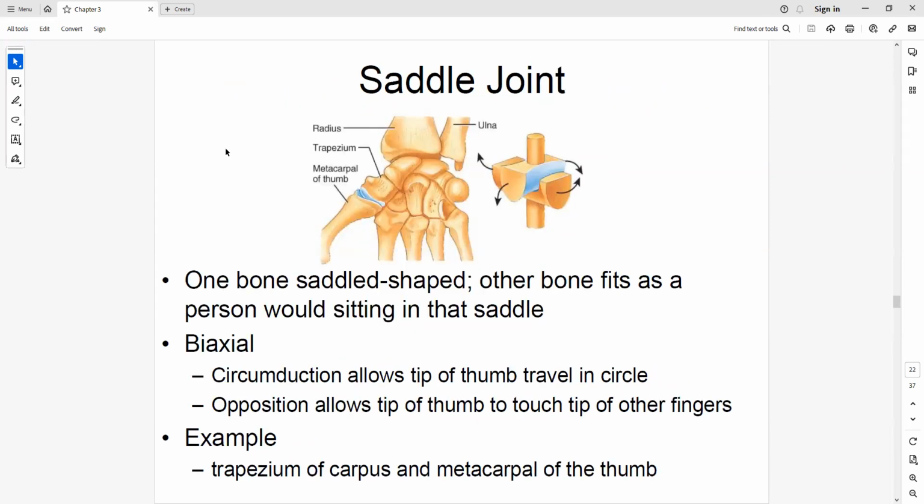Really high range of movements of the thumb happens around the saddle joint. This is a uniquely designed joint between the metacarpal of the thumb and the trapezium of the carpal bones. So we can have opposition and circumduction. Again, saddle joint, we just have two in the body, one on each hand.